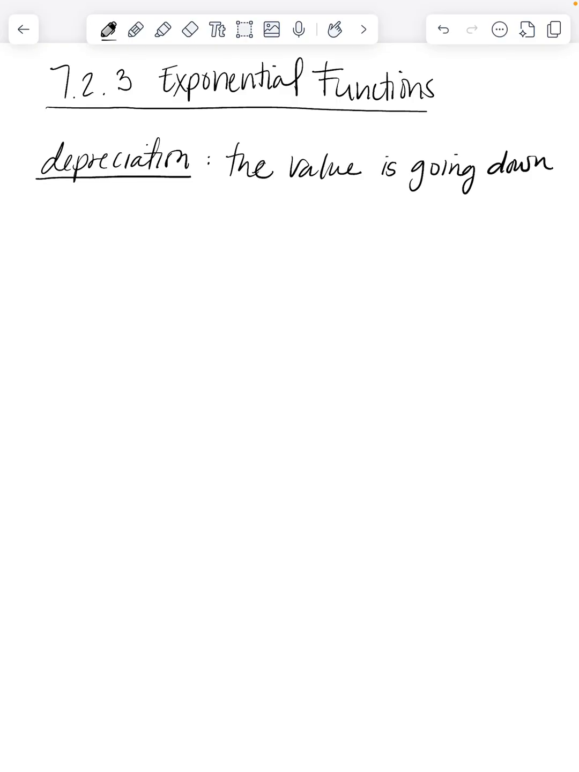And then appreciation. When we're talking about cars, that means that the car will increase in value as time goes on. That usually happens with really old cars, like the classics and stuff. So the value increases. Okay, so that we need to know.